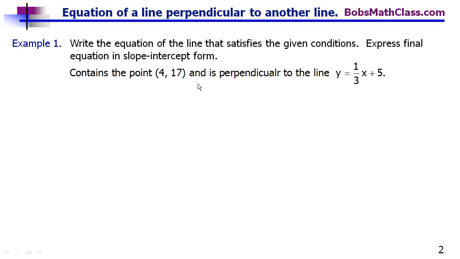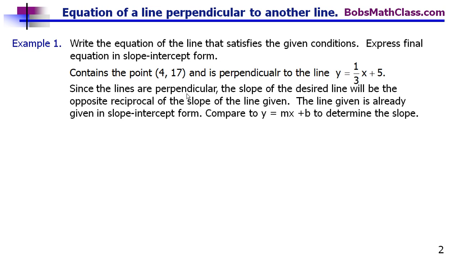Here's our first problem. Write the equation of the line that satisfies the given conditions. Express the final equation in slope-intercept form. It contains the point (4, 17) and is perpendicular to the line y equals 1/3 x plus 5. Since the lines are perpendicular, the slope of the desired line will be the opposite reciprocal of the slope of the line given. The line given is already in slope-intercept form.